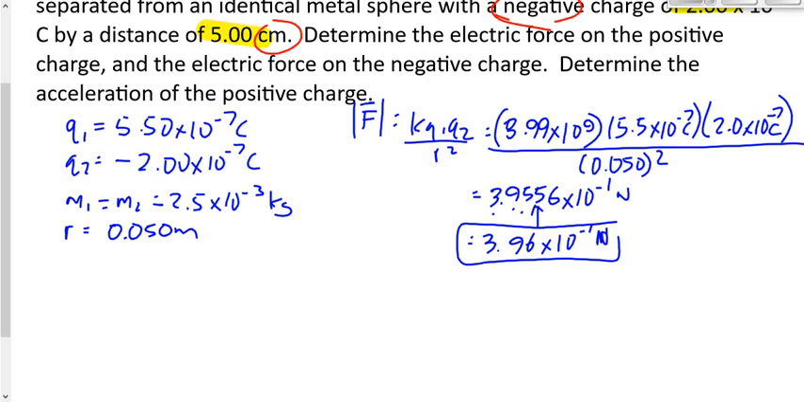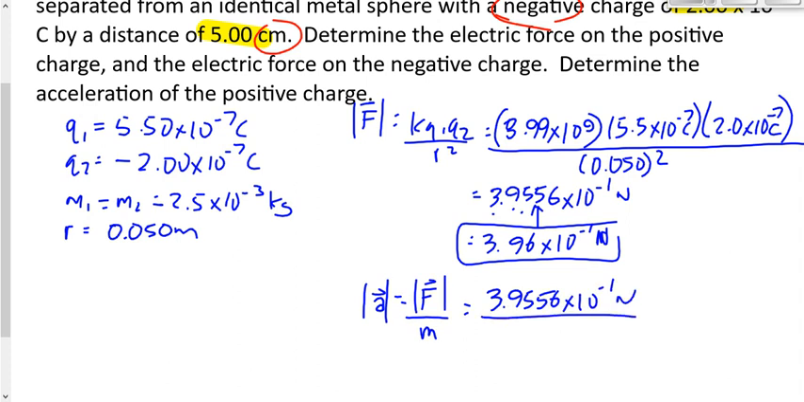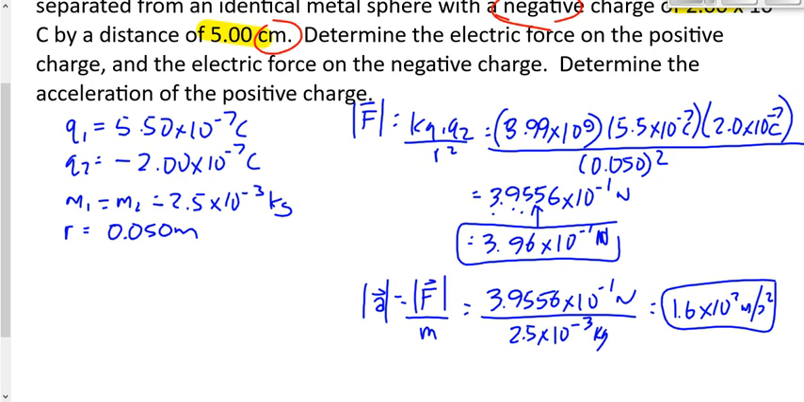Once the force is with you, you can find the acceleration by saying a is equal to F over m. So our unrounded force is 3.9556 times 10 to the minus 1 newtons divided by the mass, which is 2.5 times 10 to the minus 3. Now we're going to round this to 2 digits because we've got a mass in 2 digits there. I get 1.6 times 10 to the 2 meters per second squared. So my force is 3.96 times 10 to the minus 1 newtons. I should have written that it's attractive on both of them. And the acceleration is 1.6 times 10 to the 2 meters per second squared.